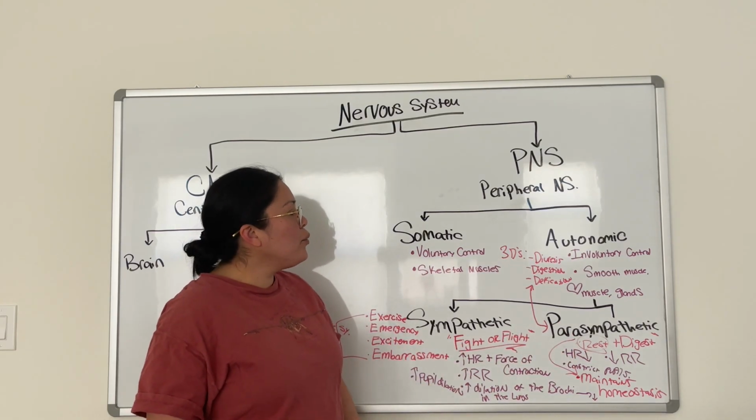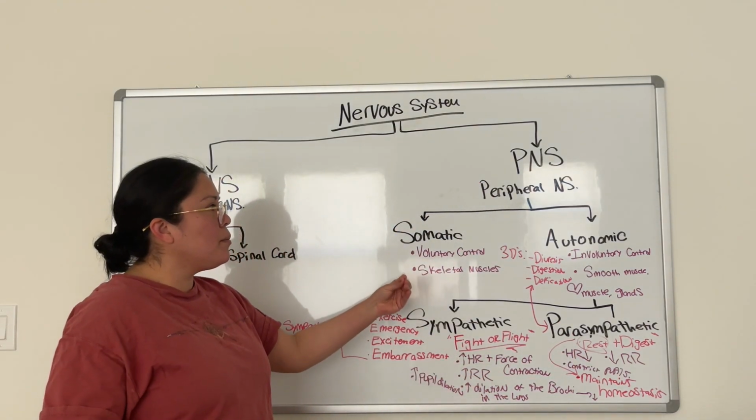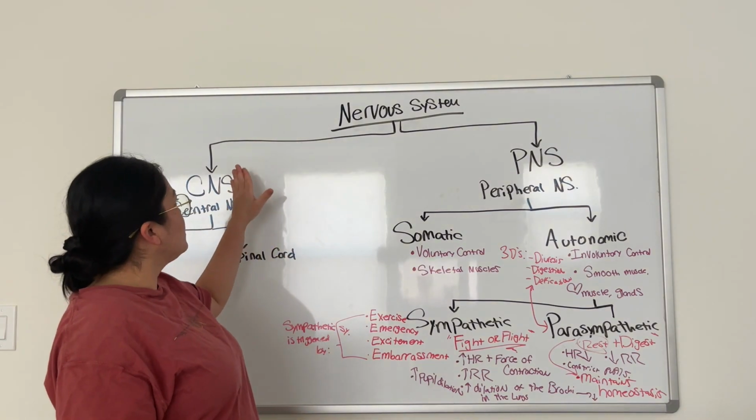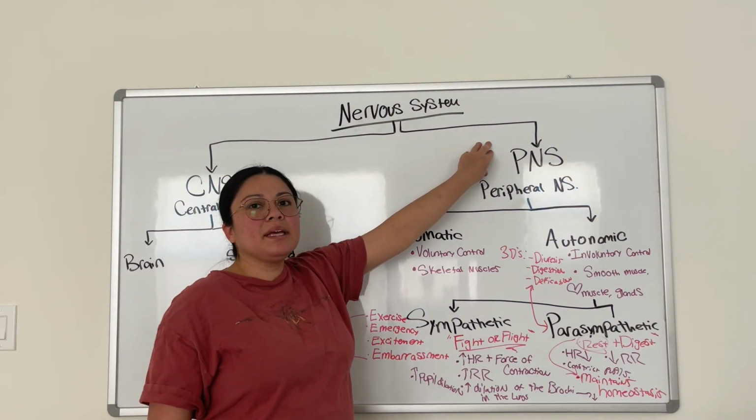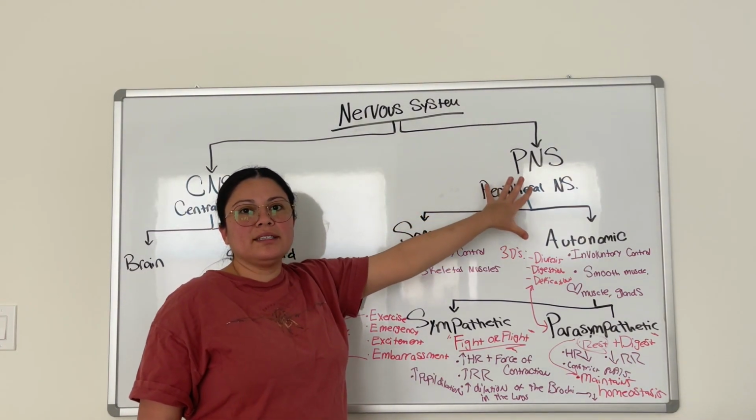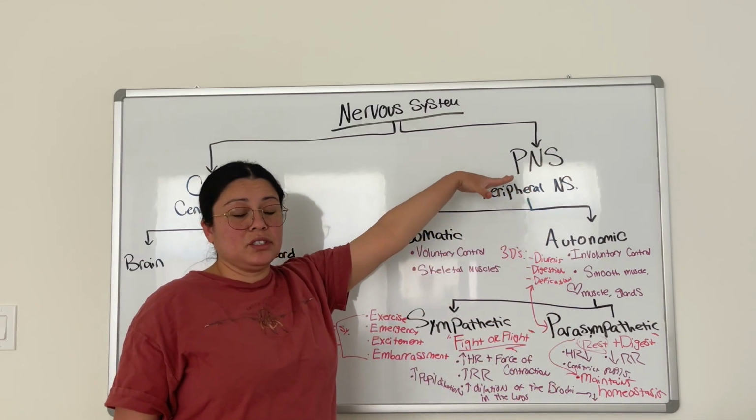Okay, I hope this makes sense to you. Just remember, the nervous system goes into CNS and PNS. The PNS is going to be the one that subdivides into a bunch of other subdivisions, right?